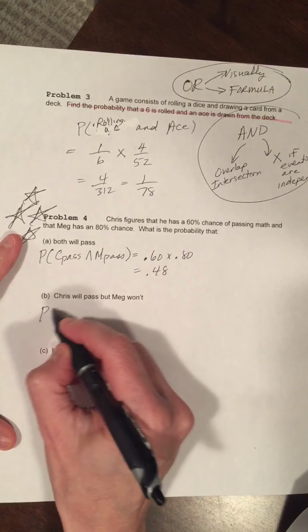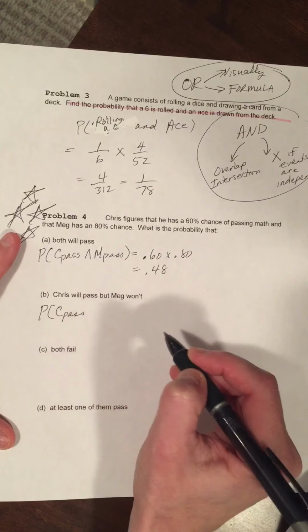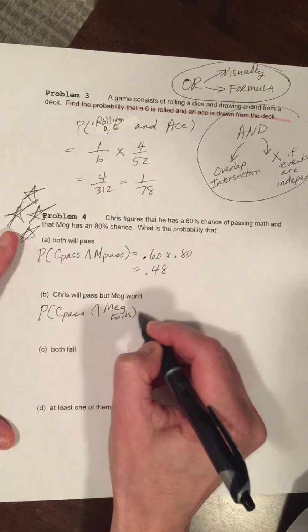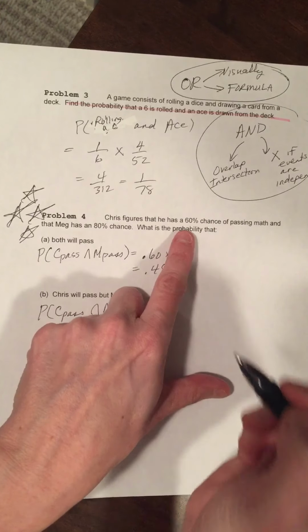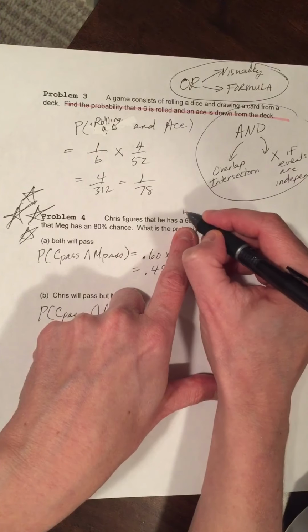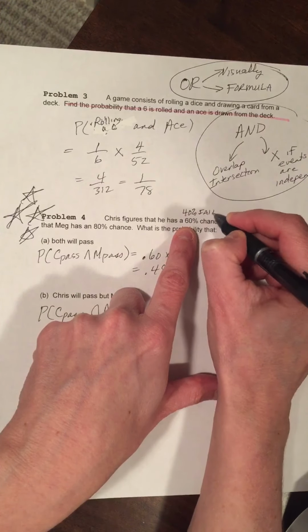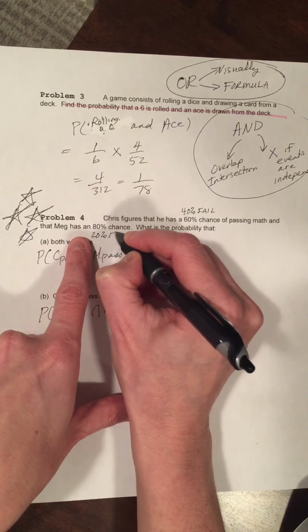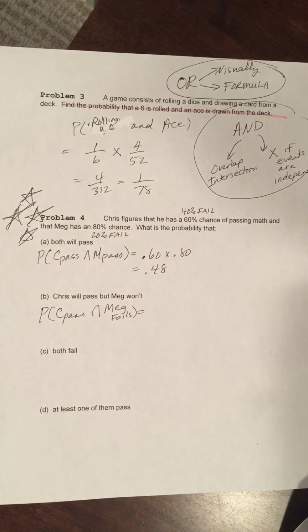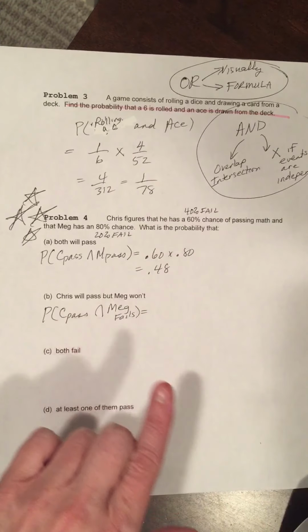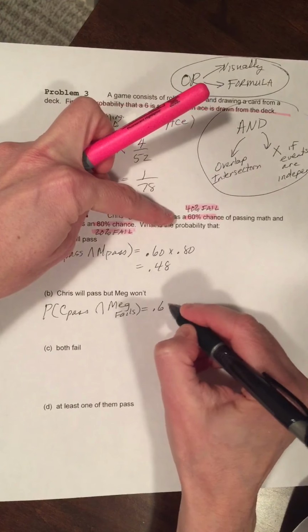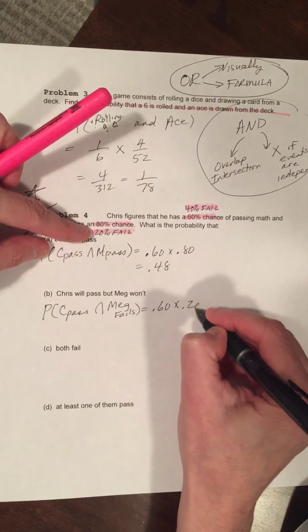48%. What's the probability that Chris passes and Meg doesn't? So Meg fails. Now, hold on. If it's a 60% chance of Chris passing, that means it's a 40% chance of him failing. If it's an 80% chance of Meg passing, then it's a 20% chance of her failing. So careful, let me go up and highlight. 60 pass, 40 fail, 80 pass, 20 fail. So Chris passing, 60%, Meg failing, 20%.